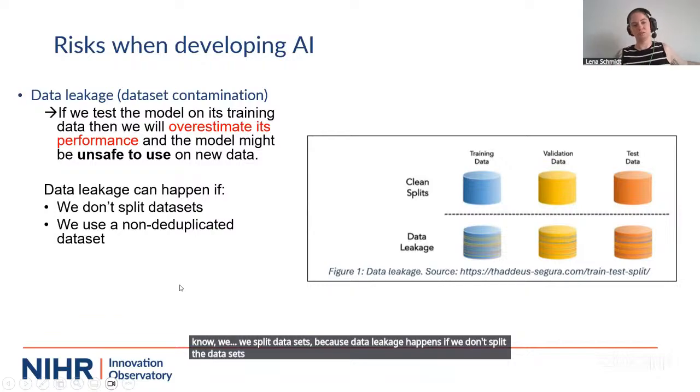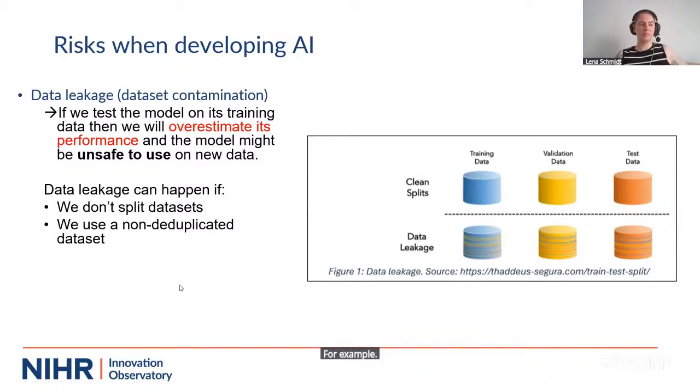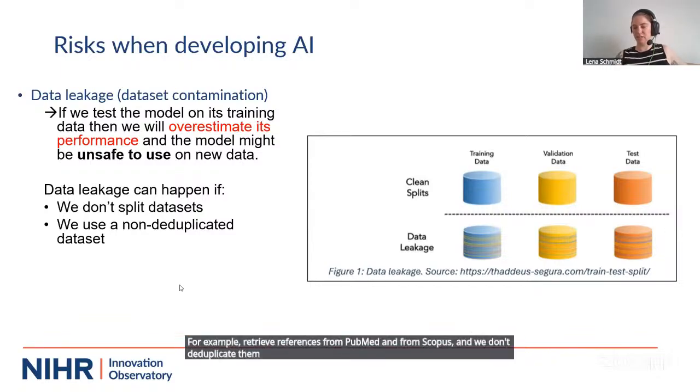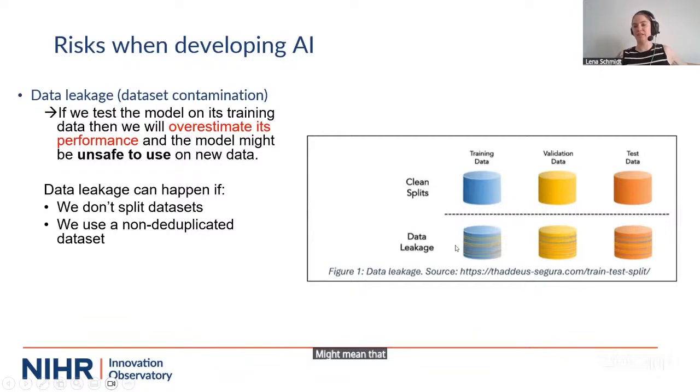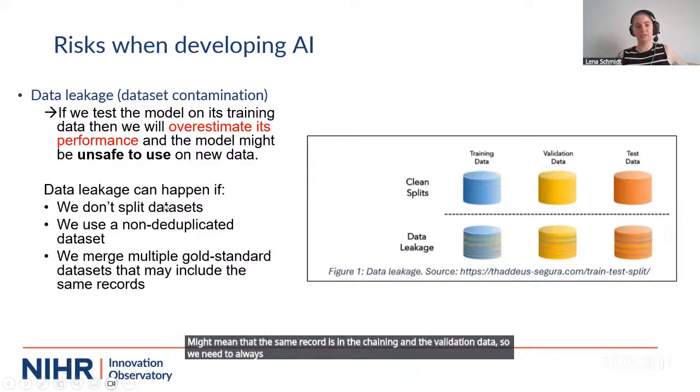If we use a non-deduplicated dataset, that means that if we, for example, retrieve references from PubMed and from Scopus, and we don't deduplicate them against each other, and then we split them into different datasets, it might mean that the same record is in the training and the validation data. So we need to always be careful to deduplicate.